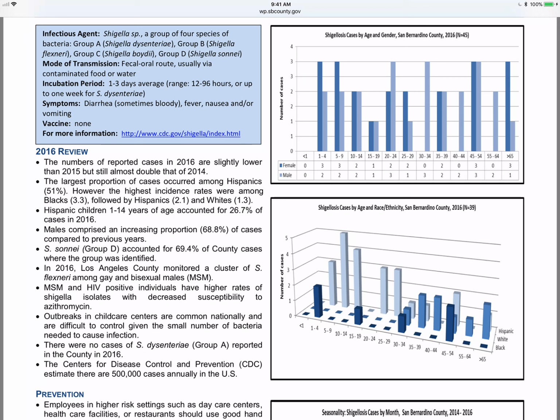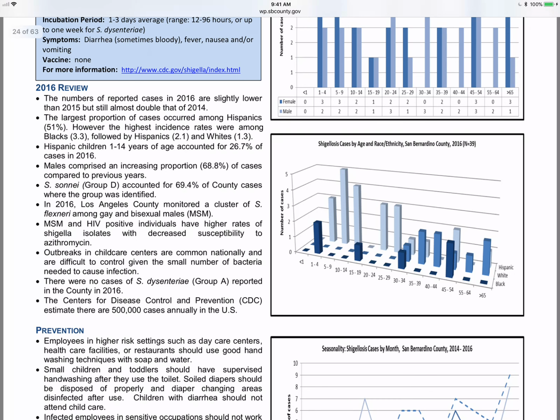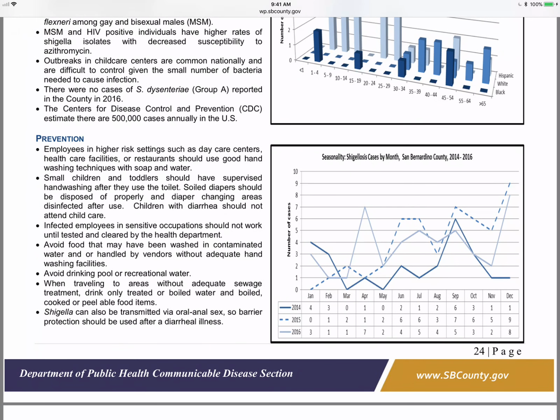A lot of the different diseases have a similar look and feel. Shigellosis has a different top right graph. It does not look at race ethnicity. Instead, it looks across age groups. And so you can see that it's pretty evenly spread, it looks like, across those age groups. And then the second graph does look at your race ethnicity by ages. And here we see a little bit of seasonality where it's kind of going up during the year.